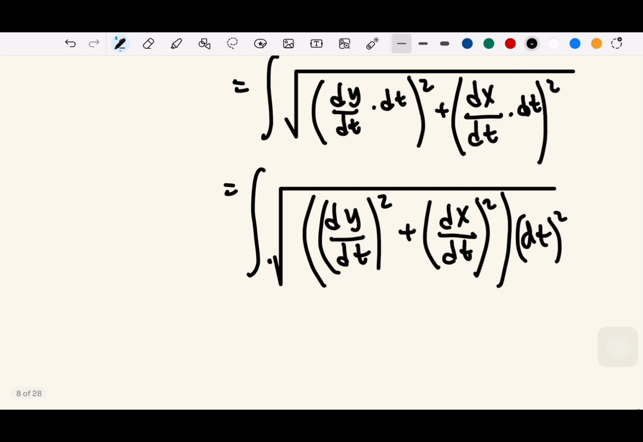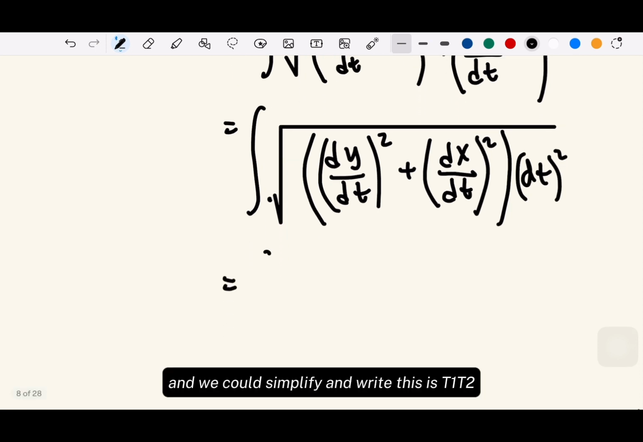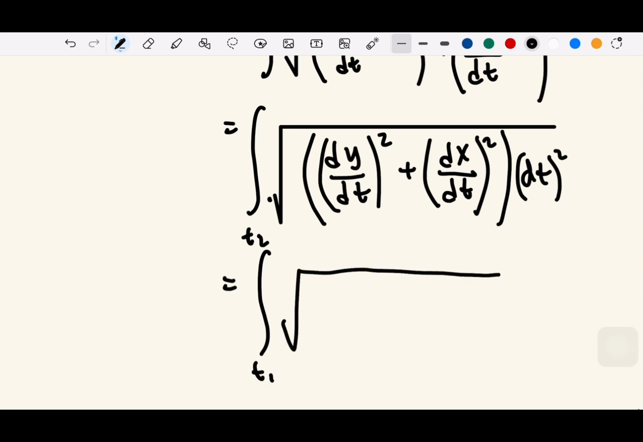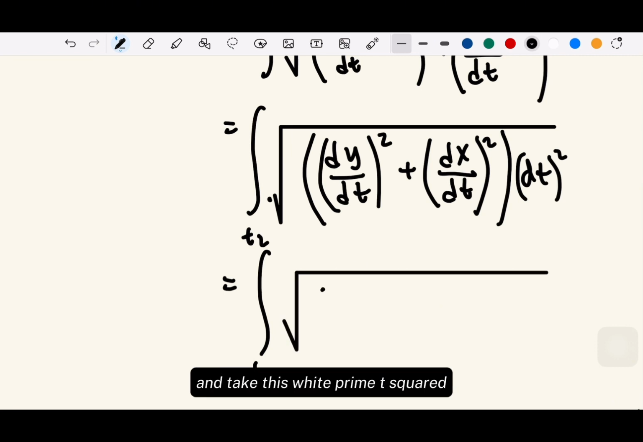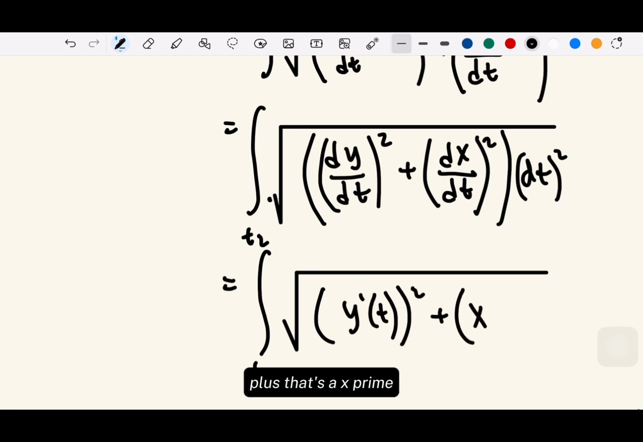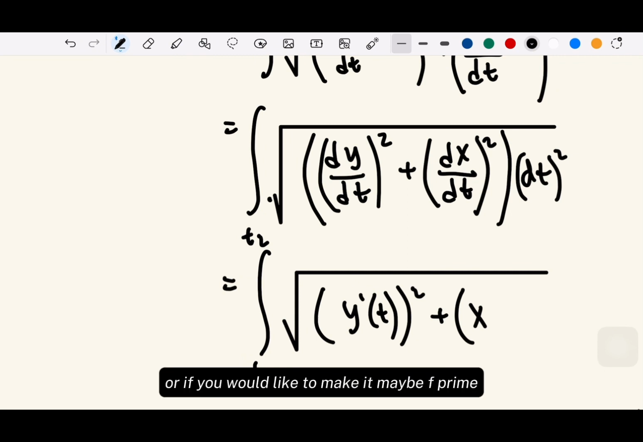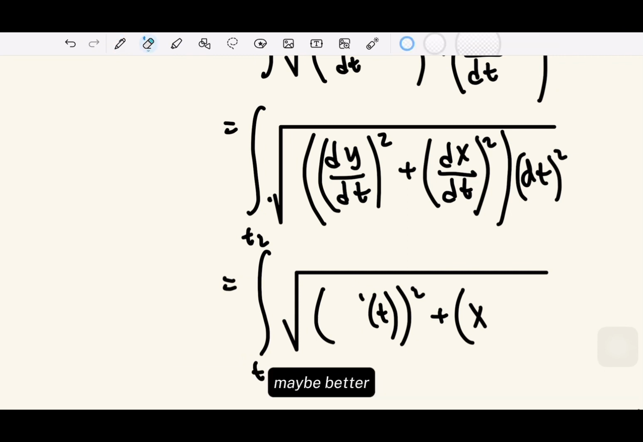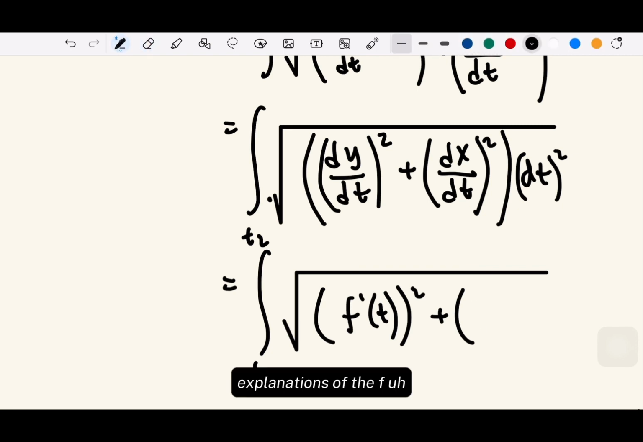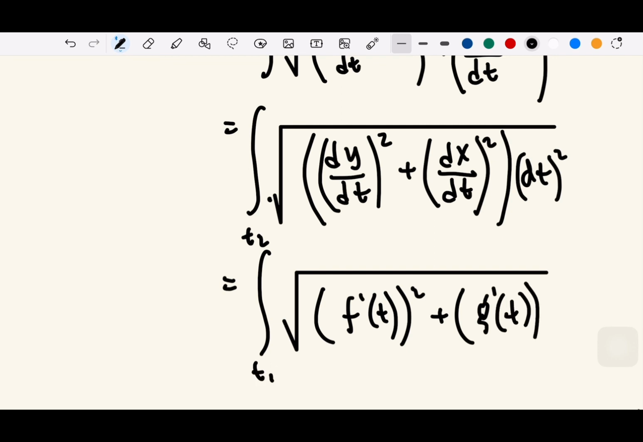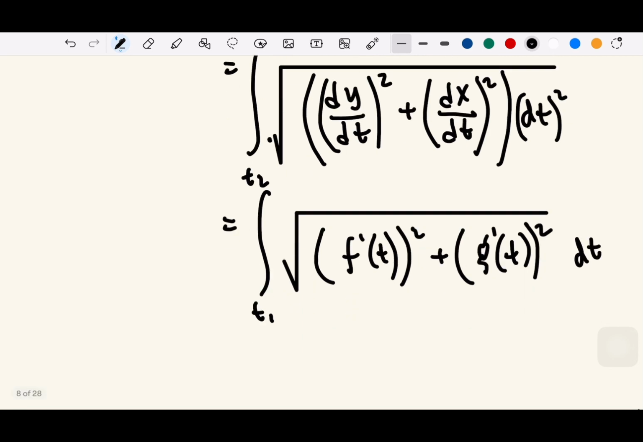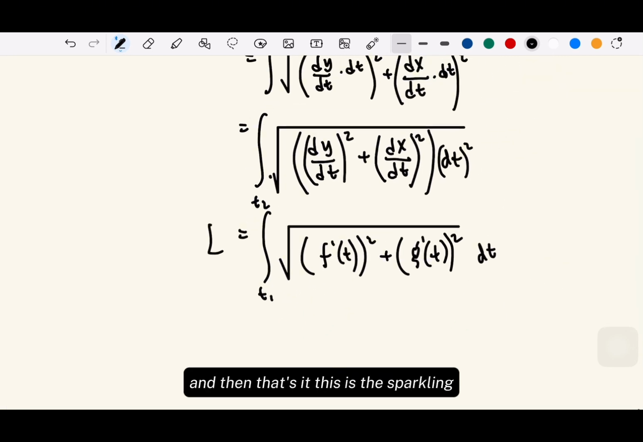Okay. And we could simplify it and write this from t1 to t2, and take this y prime of t squared plus, let's say, x prime, or if you would like to make it maybe f prime, maybe better. Same thing with the previous explanation that we have this relation, and then that's it. This is the arc length.